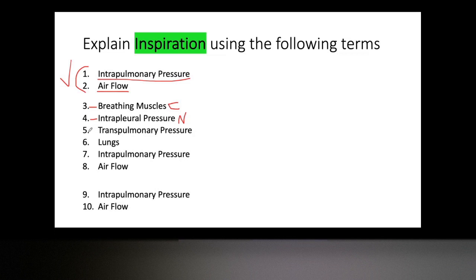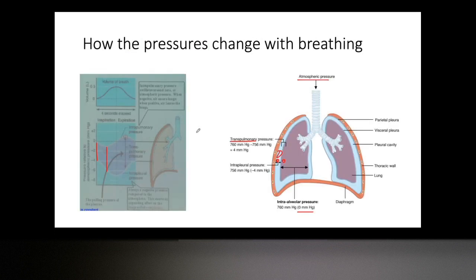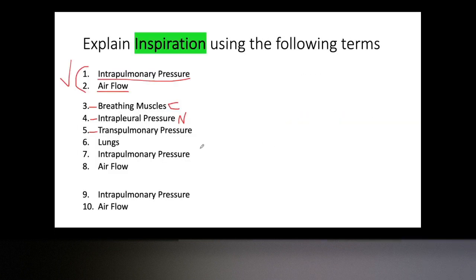And then the transpulmonary pressure. What happens to the transpulmonary pressure? It goes negative and pulls the lungs. It pulls the lungs towards where? To outside. And then the intrapulmonary pressure goes more negative, and the airflow happens. So does airflow go inside the lungs or outside? Inside the lungs. Good.